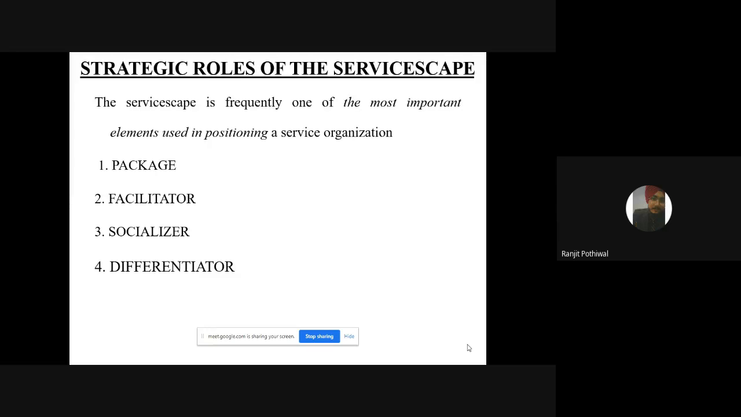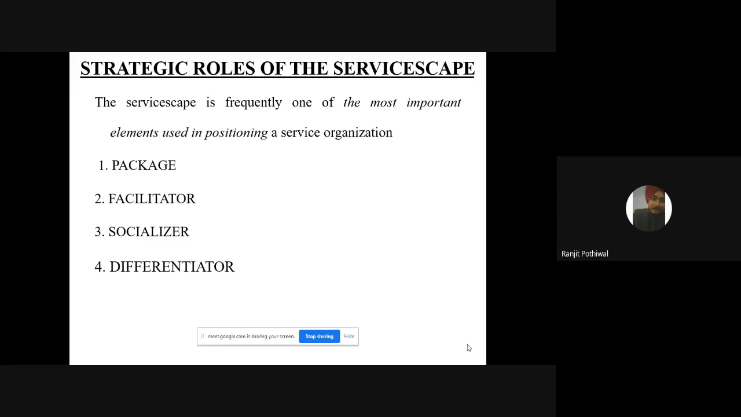The servicescape is frequently one of the most important elements used in positioning a service organization. So what are the roles of servicescapes? First is package. So what do you mean by package? Take an example of a normal product. If the product is given directly, few people accept it, or you will say there is no cover for it. So you are looking for a package, a box, a plastic wrap, or something like that. Similarly, the servicescape works as a package for the service.